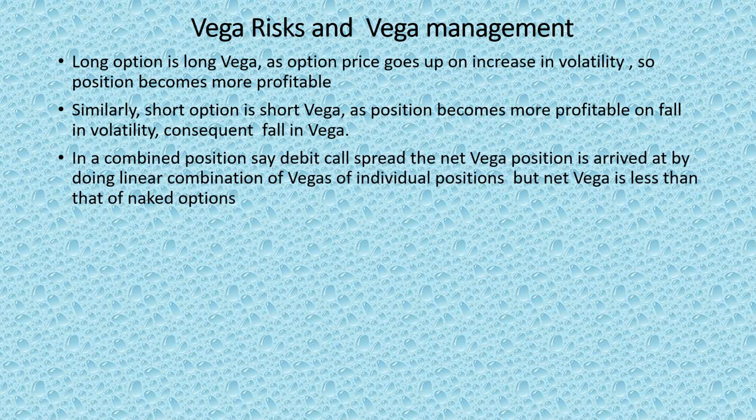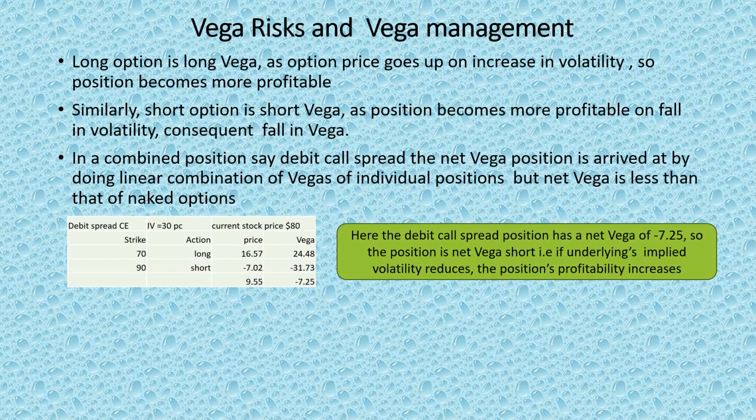In a combined position, say debit call spread, the net Vega position is arrived at by doing a linear combination of Vegas of individual positions, but the net Vega is less than that of the naked options. The table shows price and Vega position of a debit call spread portfolio, having long call at a strike of 70 and the short call at strike of 90.